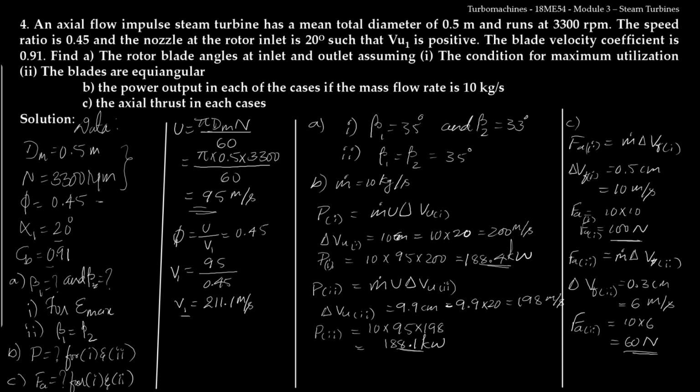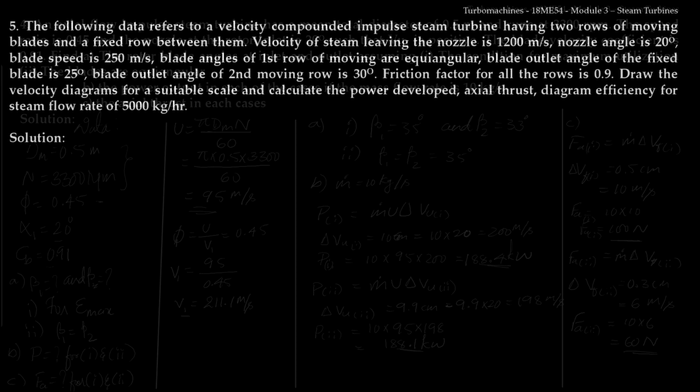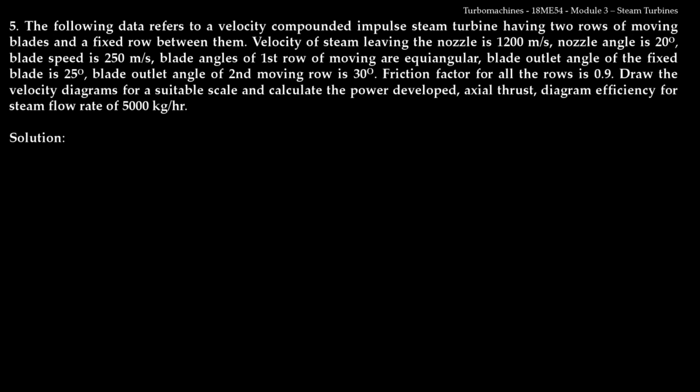This completes problem number 4. Now, let us solve problem number 5. Problem number 5 is for a two-stage impulse turbine. Let us go through the problem. The following data refers to a velocity compounded impulse steam turbine having two rows of moving blades and a fixed row between them.